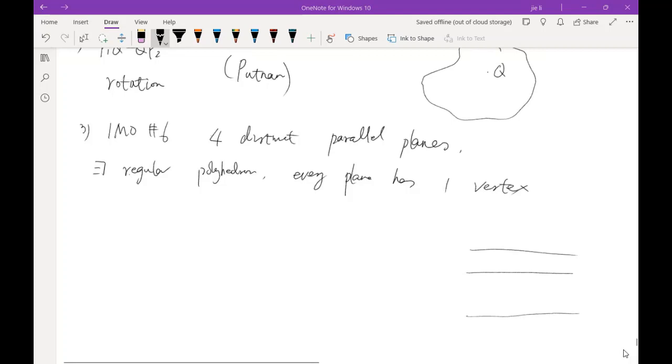2-3 times. So there are 3 parallel lines and it asks you to draw an equilateral triangle. We know how to do that one by rotation. So this one goes to space and asks for a regular tetrahedron. So how should we do that?